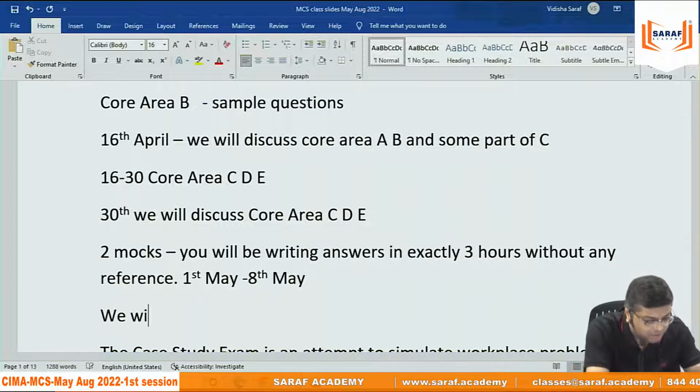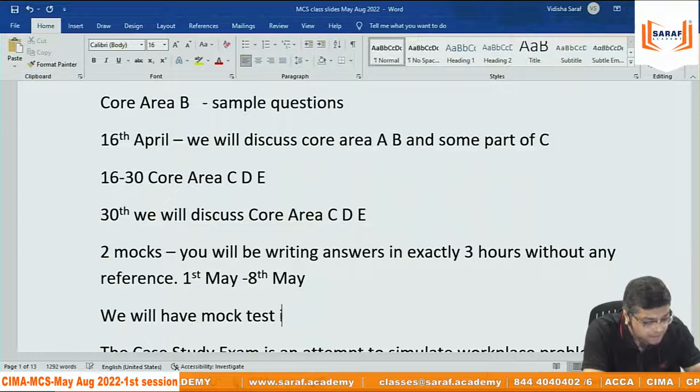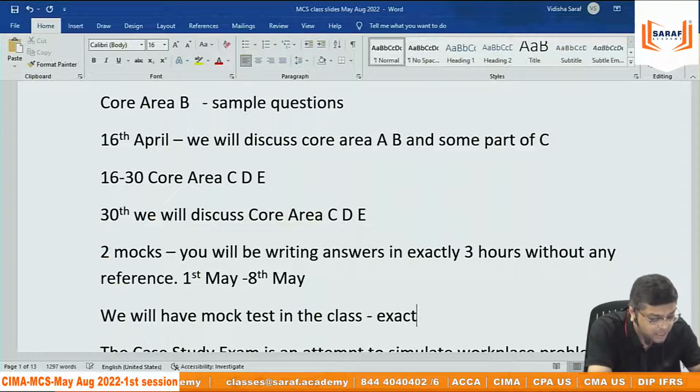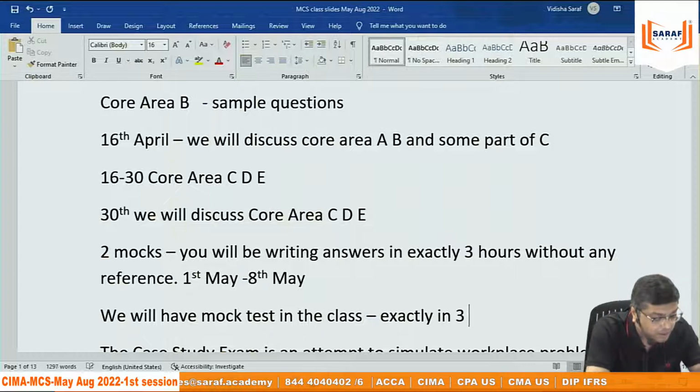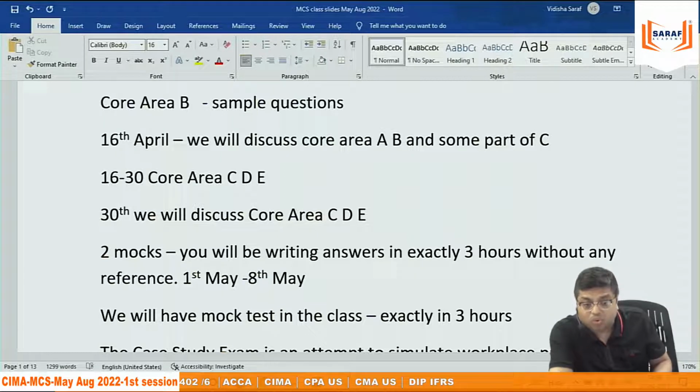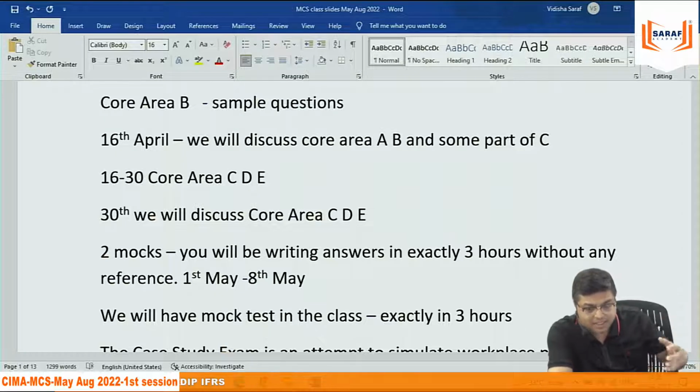Then we will have a mock test in the class. Exactly in 3 hours. Because maybe when I have given questions to you, you have not followed the instructions. You have not solved in 3 hours. You solved in 5-6 hours. But you are submitting the answer saying that I have written in 3 hours. You have not solved the answers without reference to Google and all that. You referred everywhere. No problem.